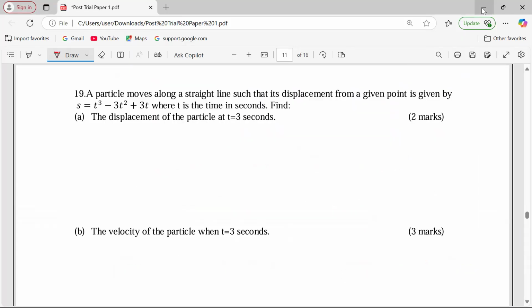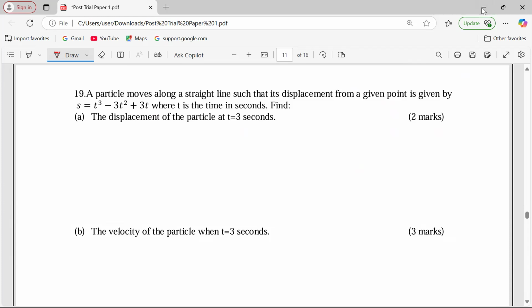Let's get to number 19 now. A particle moves along a straight line such that its displacement from a given point is given by displacement S equals to t power 3 minus 3t squared plus 3t, where t is the time in seconds. Find part A, the displacement of the particle at t equals to 3 seconds.